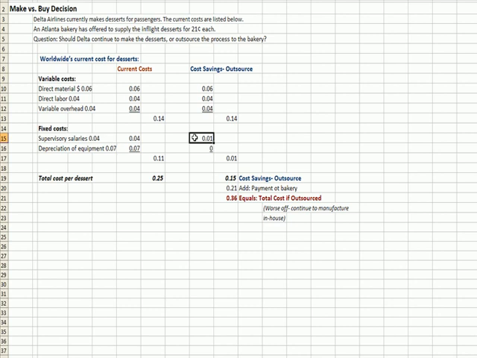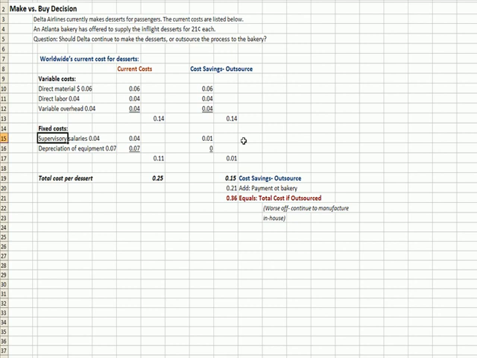And the depreciation of our equipment won't go away either because we'll still own the equipment. So there is zero cost savings with equipment depreciation because we still own the equipment. There's 1 cent of the 4 cents of cost saving from the salary from supervisors. So we save 15 cents.